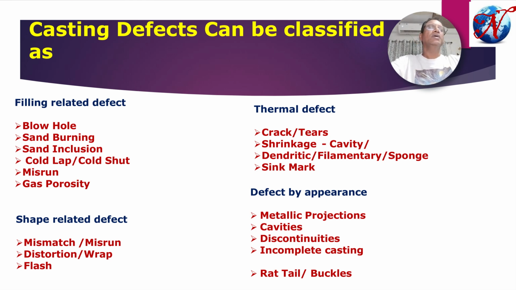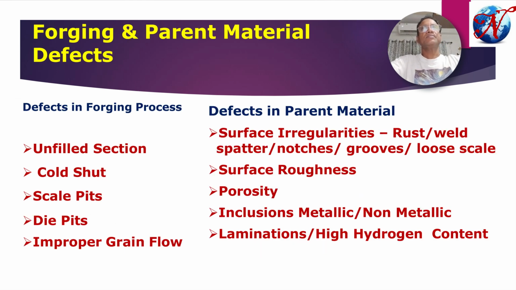That kind of defect can be identified by the proper application of NDT. And defects by their appearances, like metallic projection, cavities, discontinuity, incomplete casting, rat tails, all can be identified by the application of NDT. In general, in the case of forging, unfilled section, cold shot, scale pit, die pit, improper grain flow are the types of defects normally associated with forging, and they can be identified by the proper application of non-destructive testing methods.